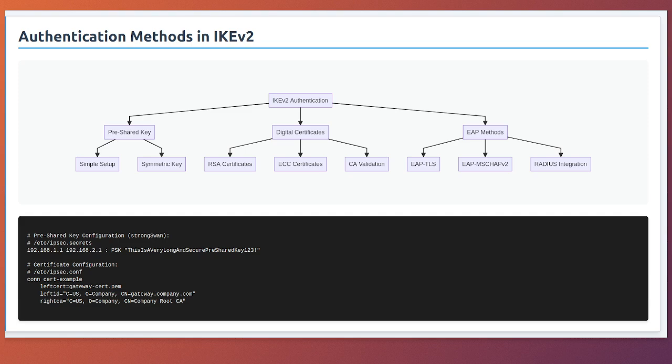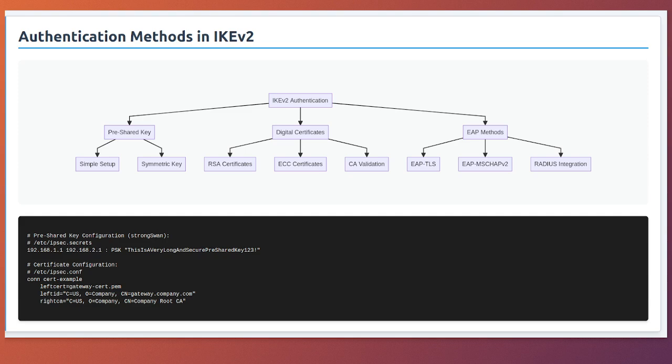Pre-shared keys, PSK, are the simplest method and still widely used. Despite their simplicity, PSKs can be secure if implemented correctly. The key is using long, random PSKs, at least 32 characters of random data. I've seen too many deployments using weak PSKs like Company123. These can be cracked in minutes. For automated deployments, I recommend generating PSKs programmatically using a cryptographically secure random number generator.